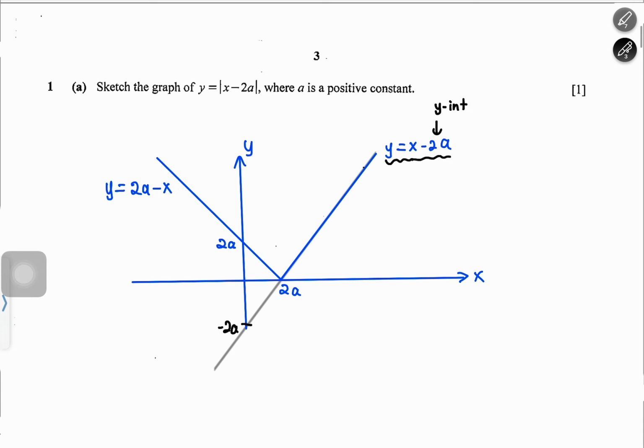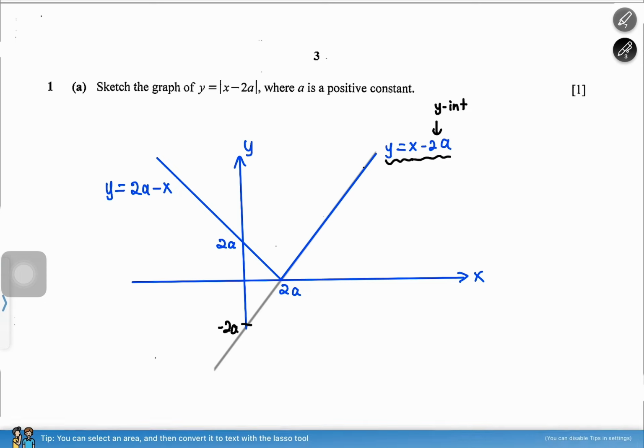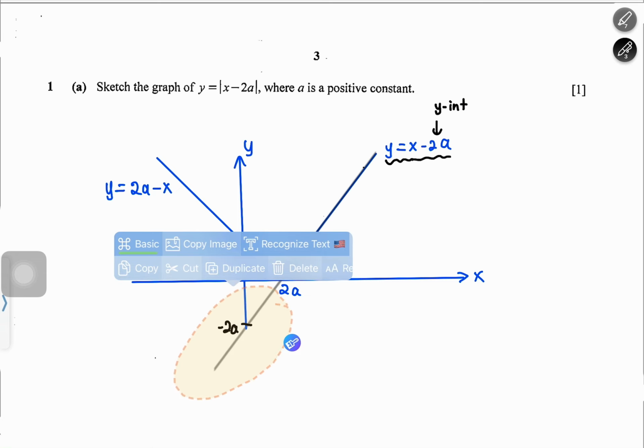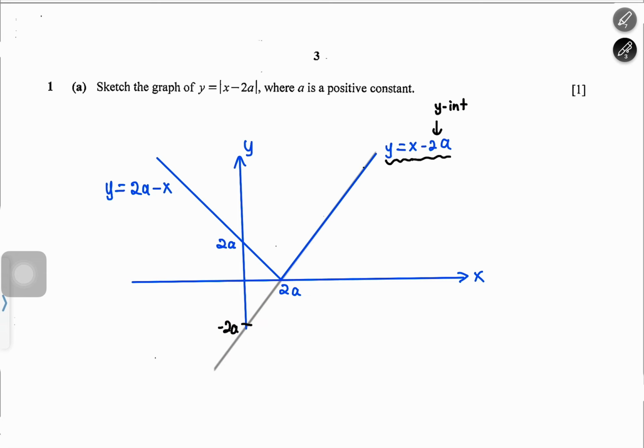Then what is the idea behind modulus? Of course, you cannot have y being negative. For any input of your x, the output is going to be positive. So I took this particular part over here and reflected it about the x-axis. That's how we get the V shape. And you have to indicate that this gap and this gap are the same.